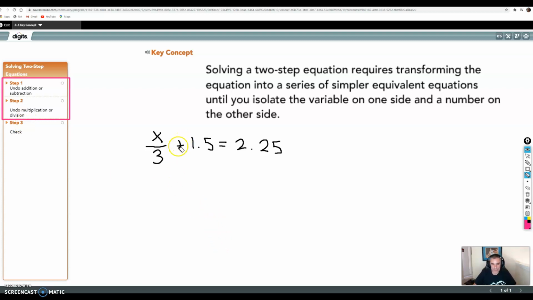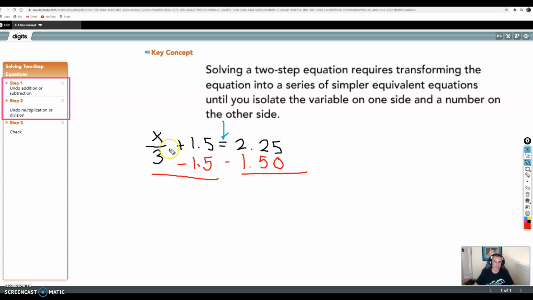If I add 1.5, then to get rid of that, I'm going to subtract 1.5 from both sides. So on the left-hand side, I subtract 1.5. Whatever I do to one side of my equation, remember the equal sign splits our equation in half. Whatever I do to one side, I have to do to the other. Make sure, because we have a decimal here, you're lining things up correctly. If there's nothing here, we can put a 0.